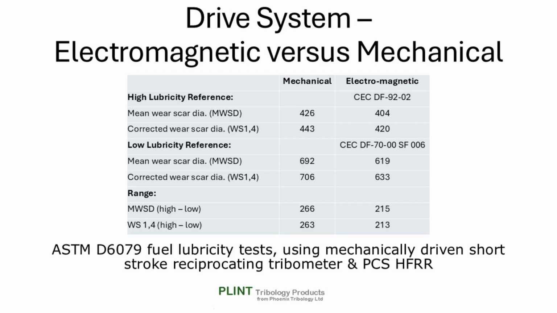These differences do not represent a problem, as the specified test is a comparative test and the result is a simple offset bias, with the mechanically driven reciprocating tester producing a larger discrimination between fuels with different lubricities compared with the HFRR.